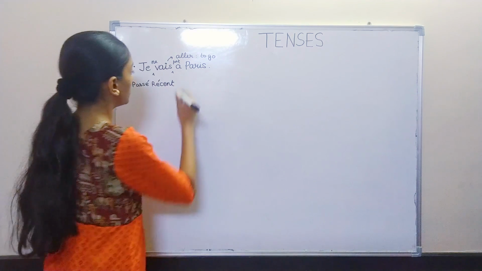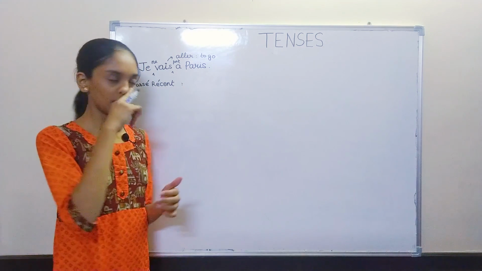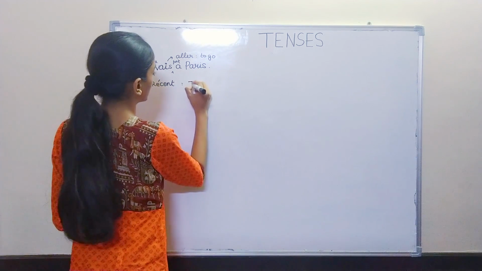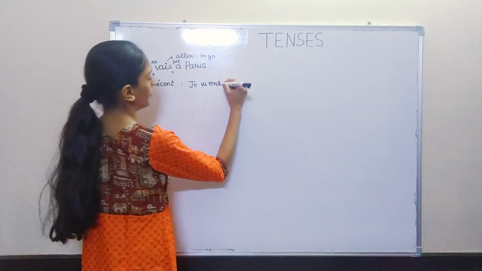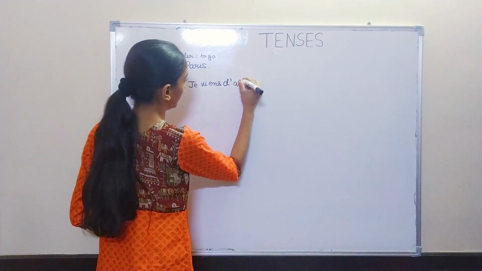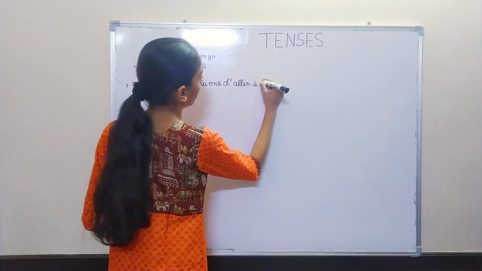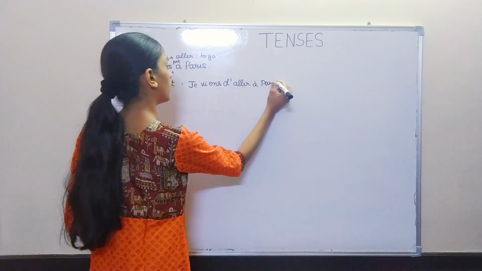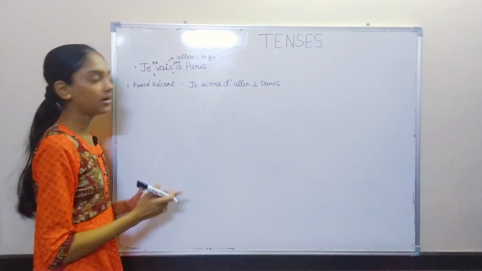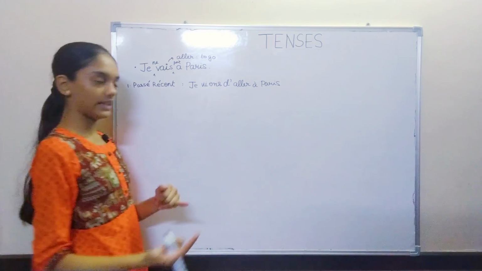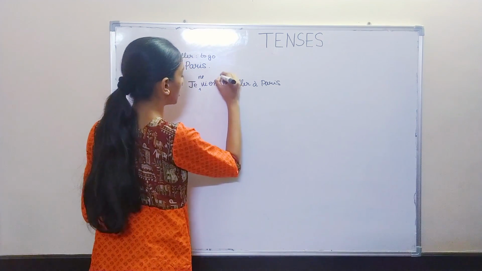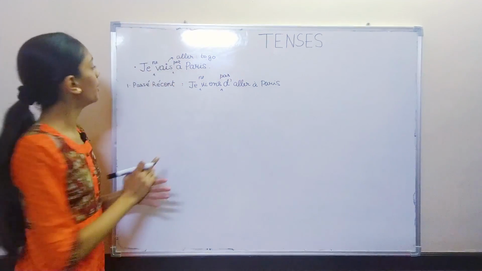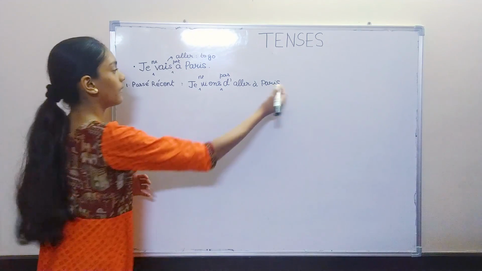So, we use the verb venir in Passé Récent. So, it becomes je viens. We have the aller à Paris. Je viens d'aller à Paris. If you want to negate it, je ne viens pas d'aller à Paris. Very simple.